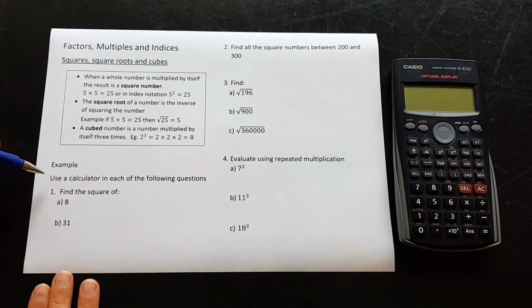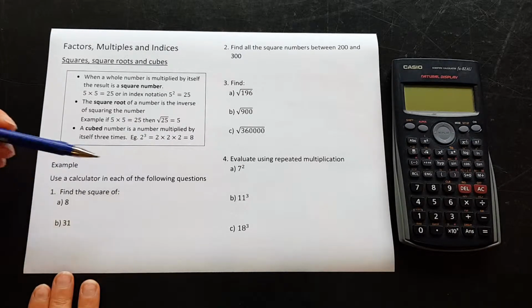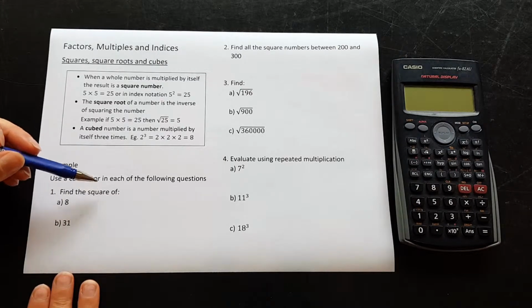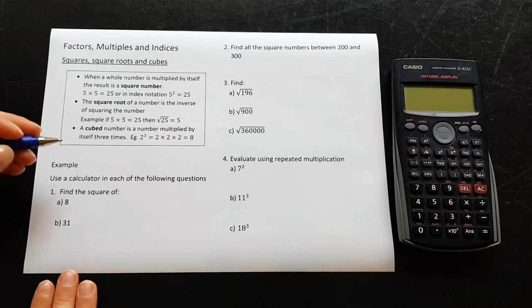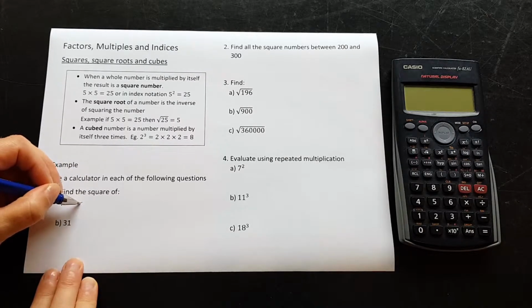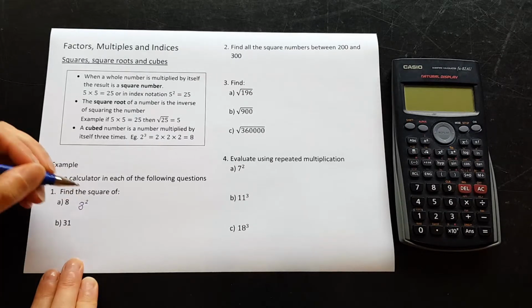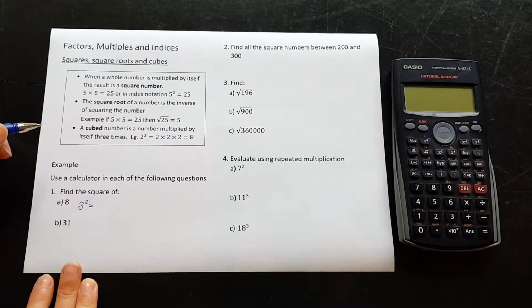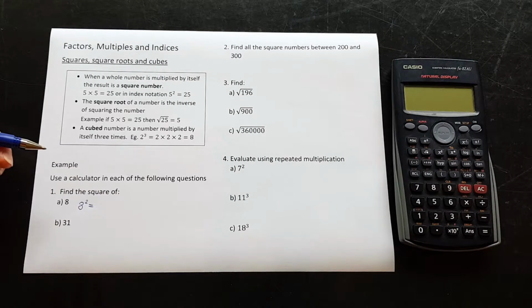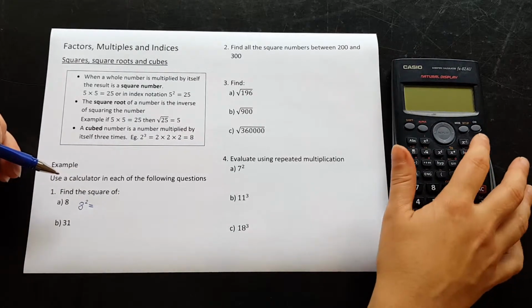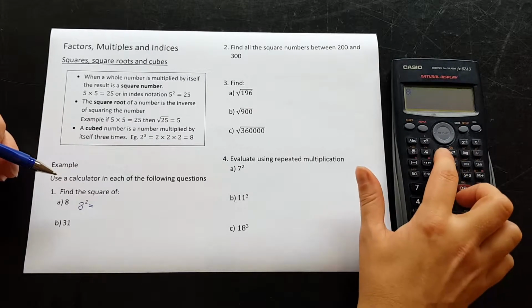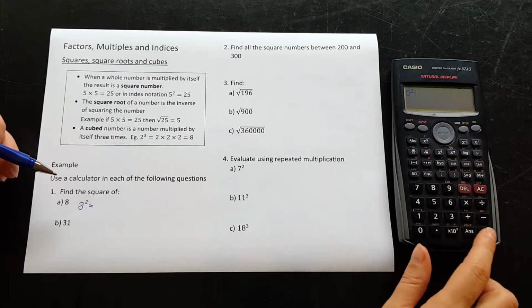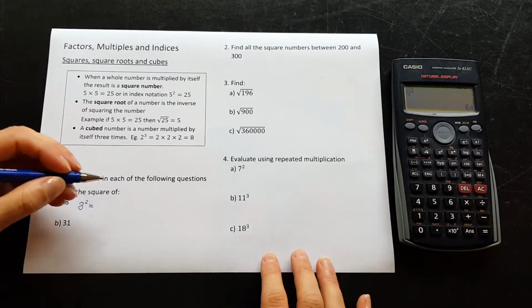So let's have a look at the examples today. In the first one, it says use a calculator in each of the following questions. Find the square of 8. Okay, so square means times by itself. So we could write that down as 8 squared, or if you like 8 times 8. You might know what that is, or we can use our calculator. On your calculator there is a square button. If I type 8, that little button puts the 2 above the 8, so 8 squared is equal to 64.